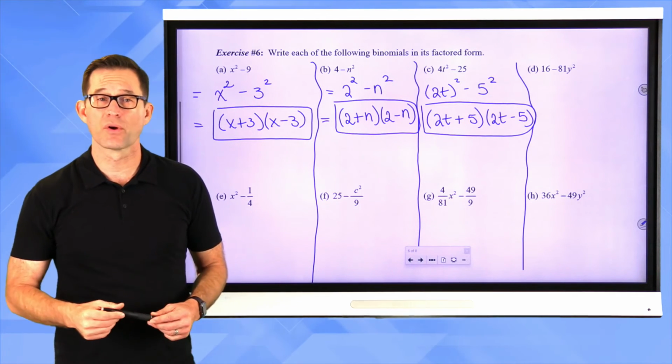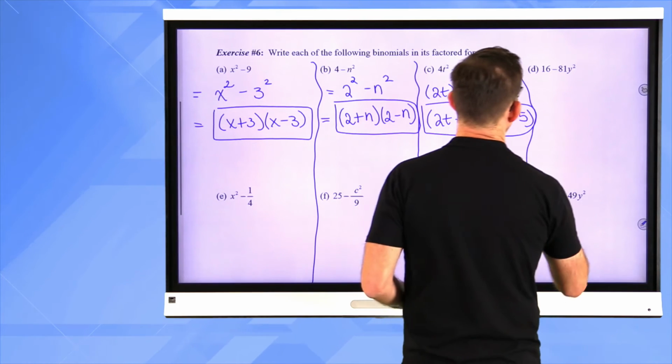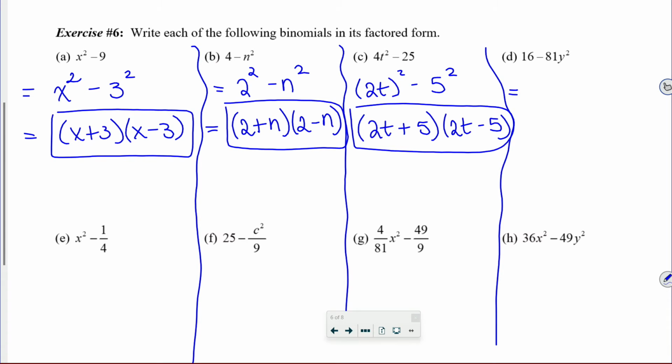Letter D is quite similar to letter C. I've got 16 minus 81y squared. 16 and 81 are perfect squares. 16 is 4 squared, and 81 is 9 squared. So I can think of this as 4 squared minus the quantity 9y squared, in which case this is going to be 4 minus 9y times 4 plus 9y.